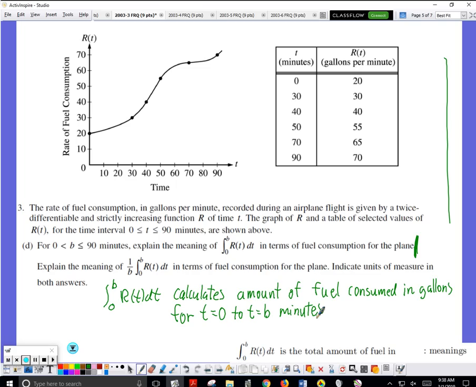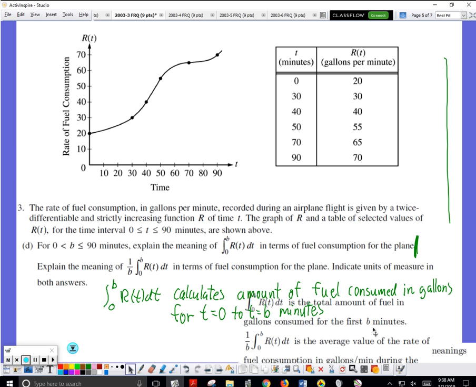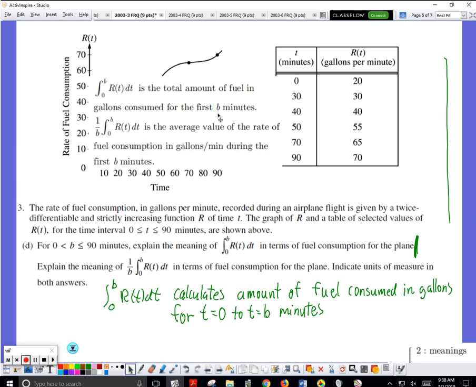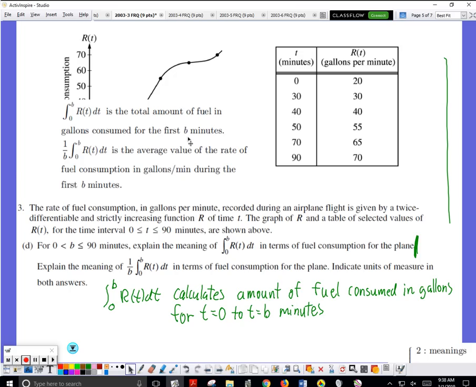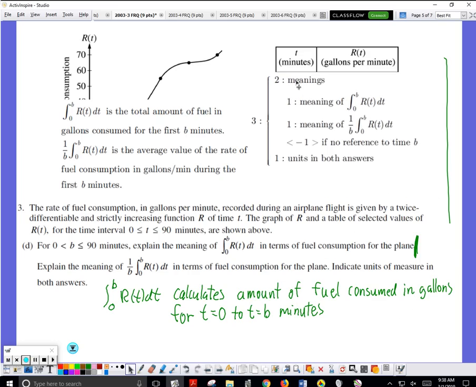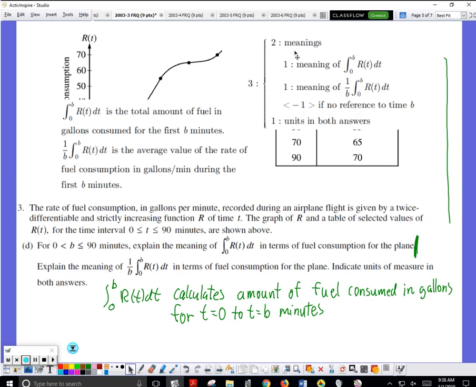Next one says, let's see the points on that. Their wording was slightly different, but pretty similar. They wrote, you have it on your paper, 0 to b, this integral is the total amount of fuel in gallons consumed for the first b minutes. So, the points that were awarded, they gave 1 point for having that meaning. If you leave off any of the units, you will lose the points, so don't forget the units.